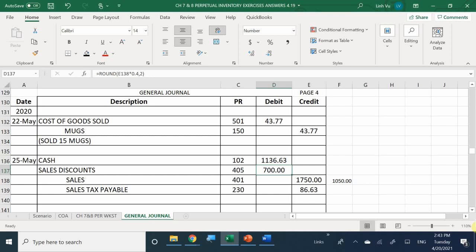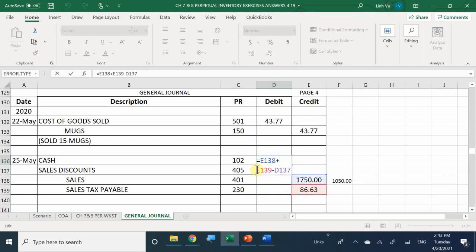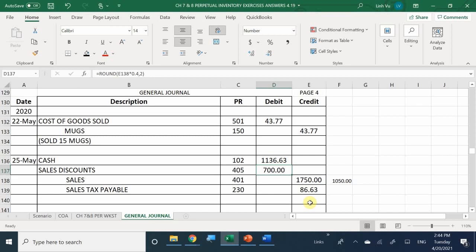Where'd you get the 750? The 1750. It equals 1750. Oh, minus the 700 plus the tax. Yes, that works too. All right, and you should get the 1136.63.